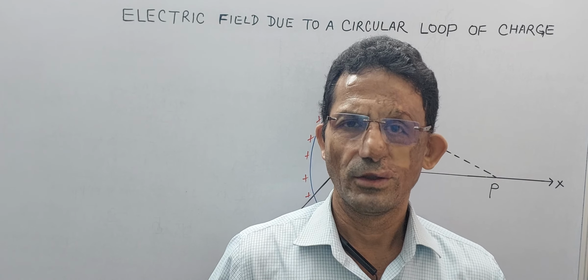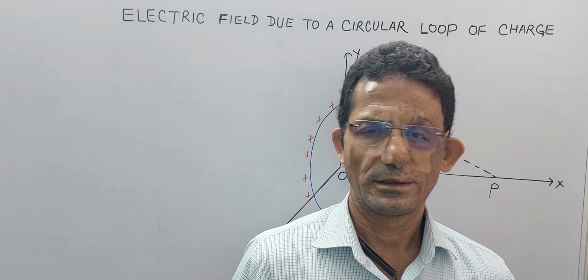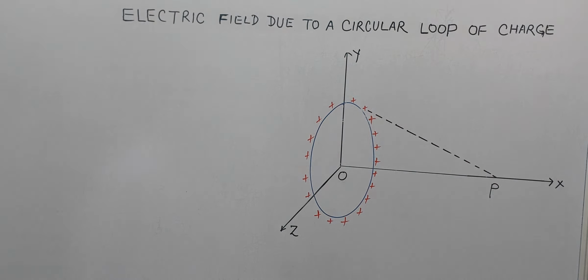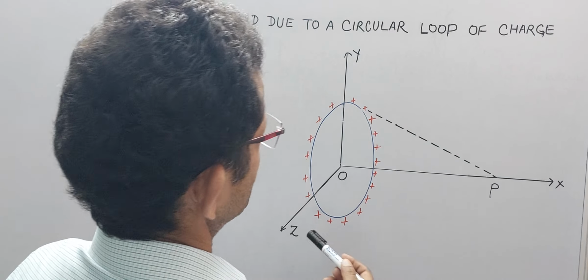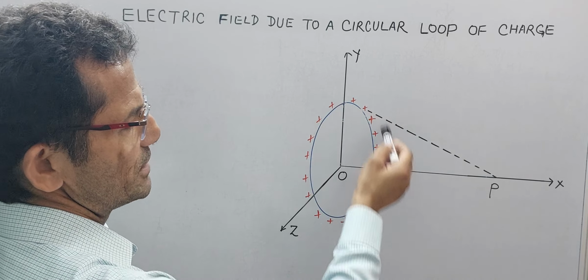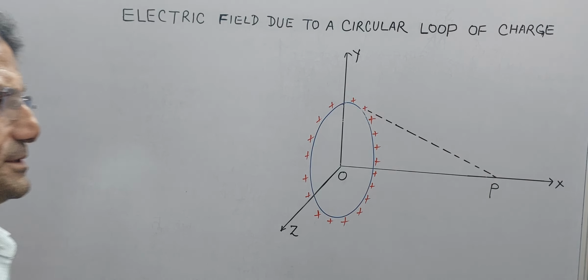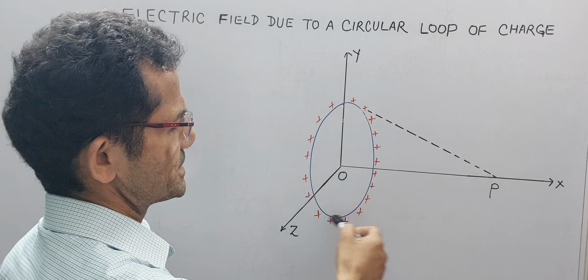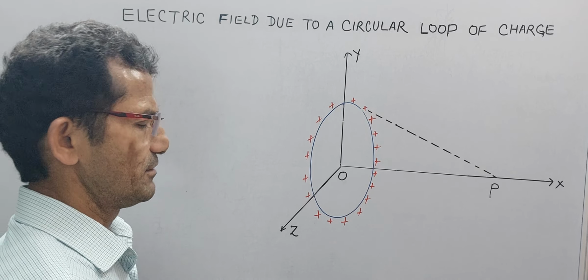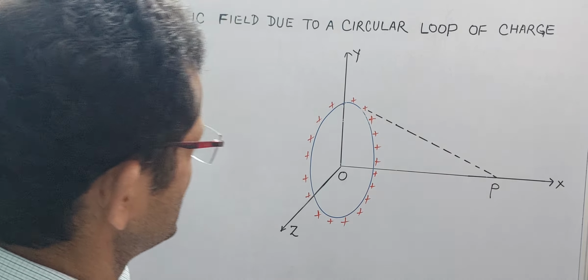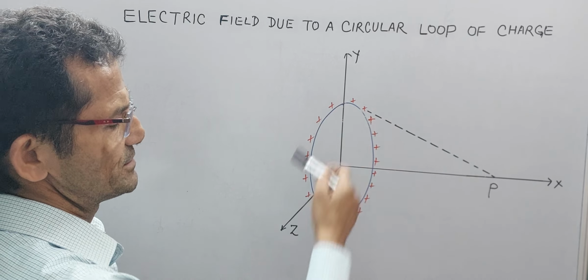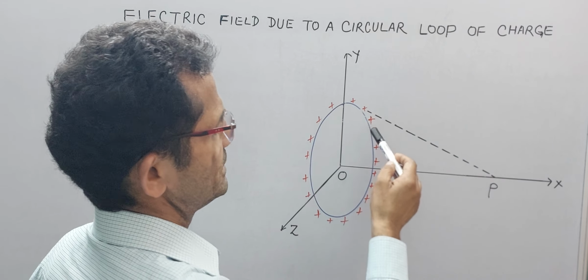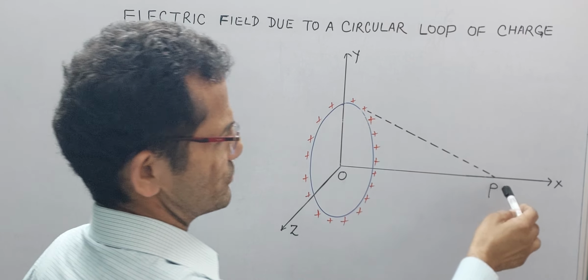Today our new topic under electrostatics is the electric field due to a circular loop of charge. This is our circular loop, which we can also call a ring. I have given some positive charges, but you can give any type of charge, whether positive or negative. We need to find the electric field due to this circular loop at the point P.